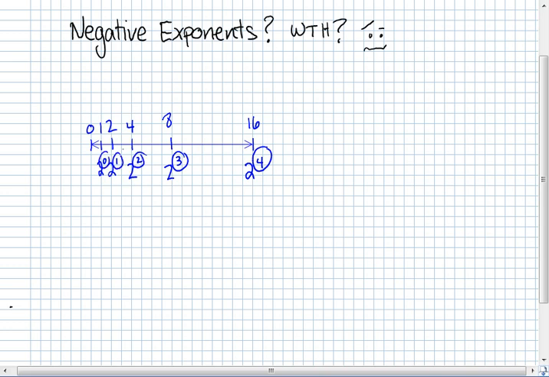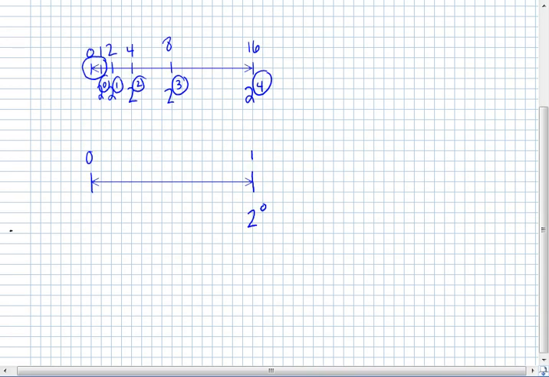Well, the pattern continues. Let's take this small section here and expand it. I'm just looking at that section from 0 to 1. If I continued the pattern, and I guess we should write in the rest of it as well, 2 to the power of 1 is 2, so 2 to the power of 0 is 1. If we follow that pattern, 4, 3, 2, 1, 0, negative 1, where does it end us up? It ends us up halfway between 1 and 0, which is 2 to the power of negative 1, or 1/2.